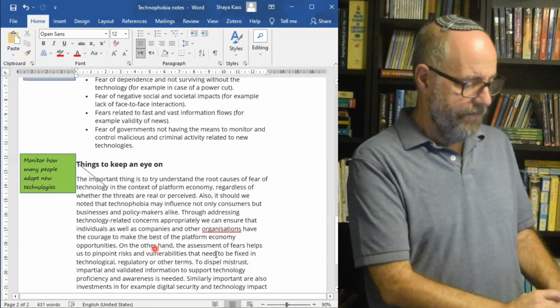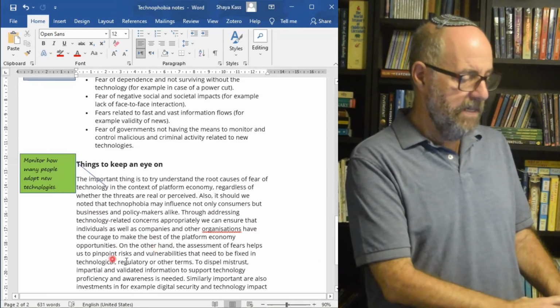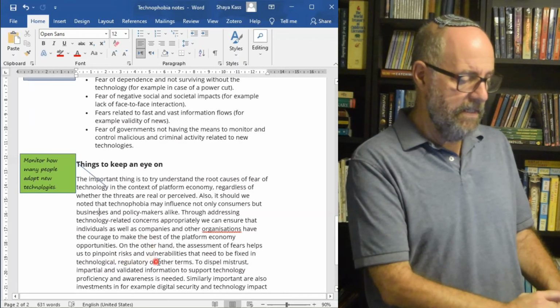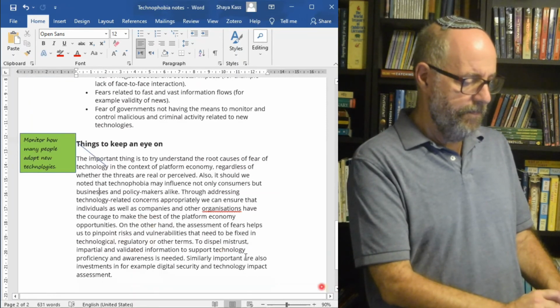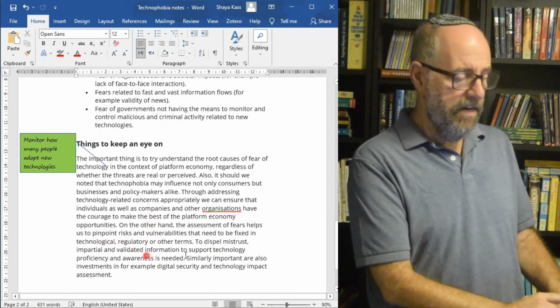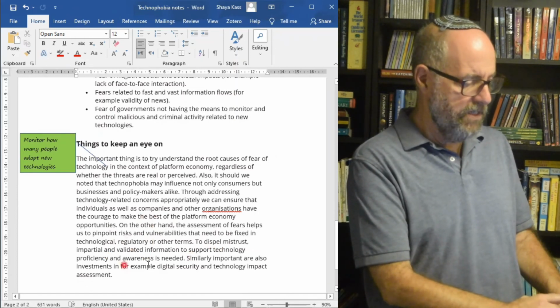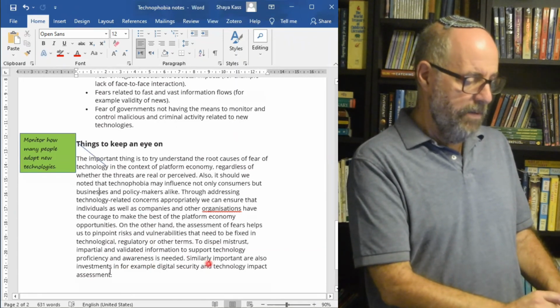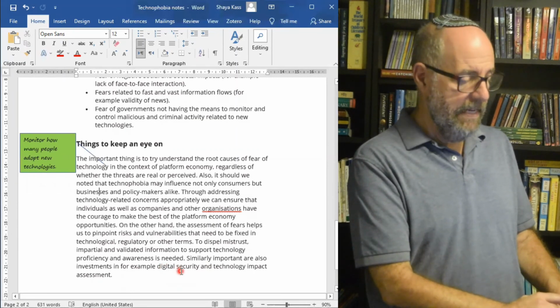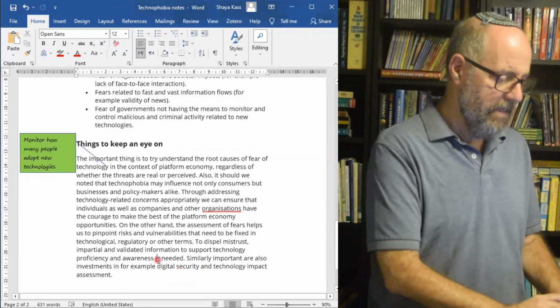On the other hand, the assessment of fear helps us to pinpoint risks and vulnerabilities that need to be fixed in technological, regulatory, and other terms. To dispel mistrust, impartial and validated information to support technology proficiency and awareness is needed. Similarly important are also investments in, for example, digital security and technology impact assessment.